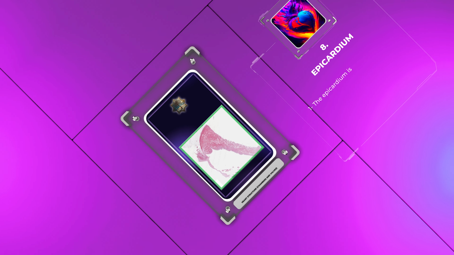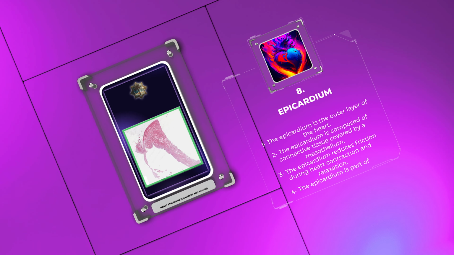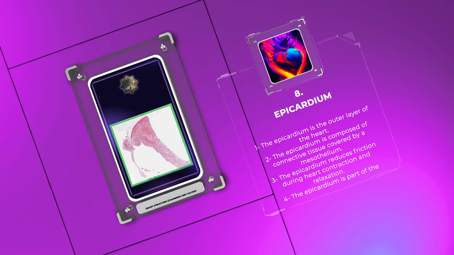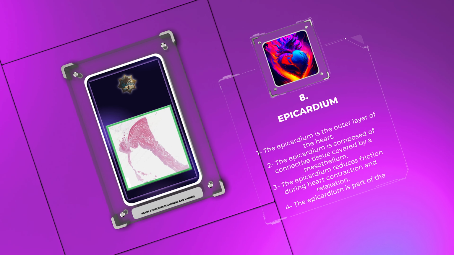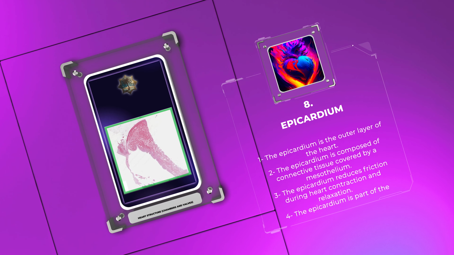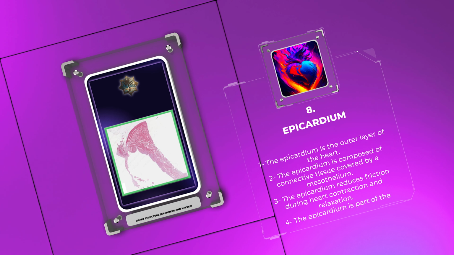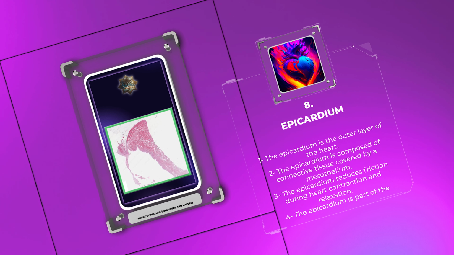Moving on to the outer layer of the heart, we encounter the epicardium. The epicardium, also called the visceral layer of the serous pericardium, is composed of a thin layer of connective tissue covered by a mesothelium. This layer helps reduce friction between the heart and the surrounding structures during contraction and relaxation.